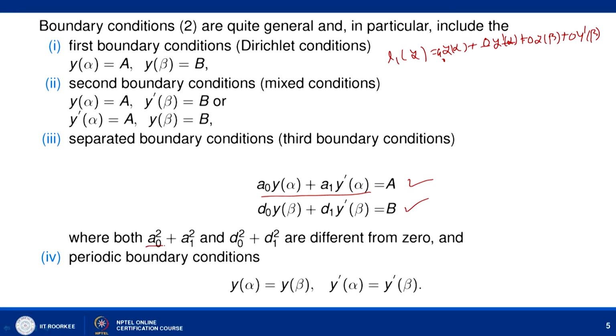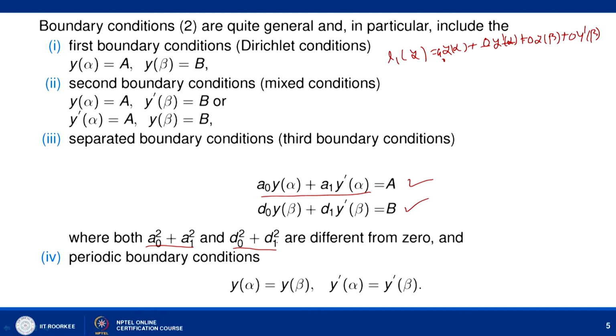So, we assume that a naught square plus a 1 square is different from 0, and similarly d naught square plus d 1 square is different from 0 here. Then there is one more very important kind of boundary condition, that is periodic boundary condition.